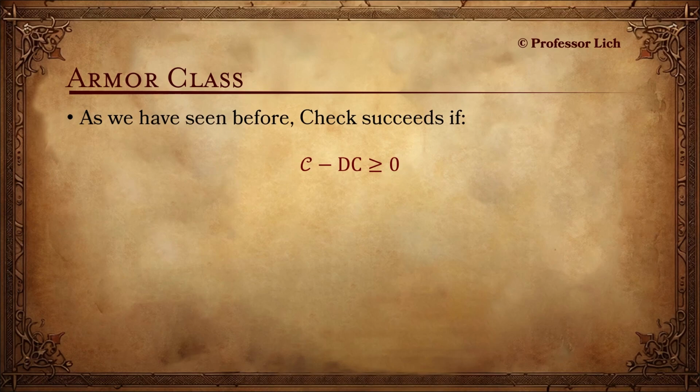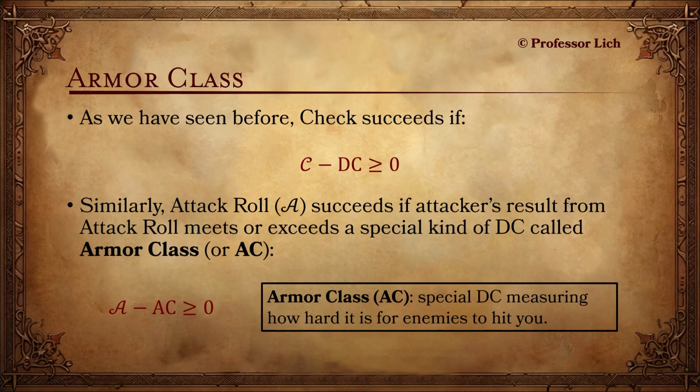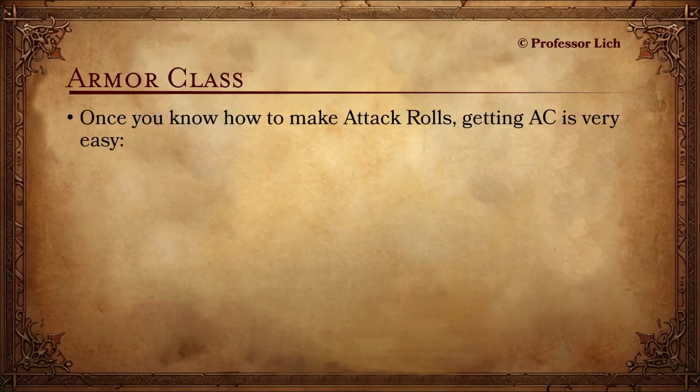Analogous to that, just as we introduced attack roll in the previous lecture, and we said attack roll is a special kind of check, there is also a special kind of DC that corresponds to attack roll, and that is the armor class. So an attack roll will succeed if it meets or exceeds AC. Armor class is defined as a special kind of DC that quantifies how hard it is for enemies to hit you.